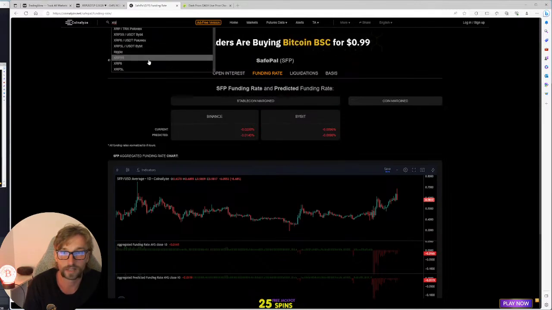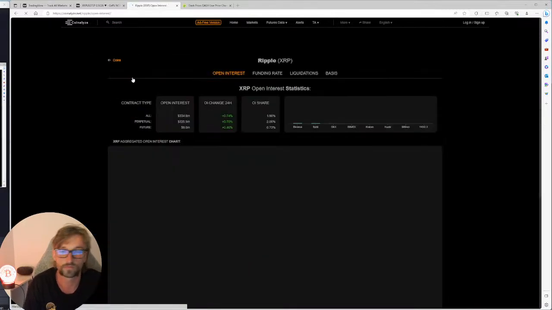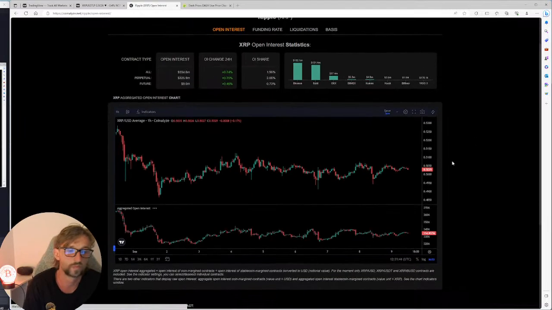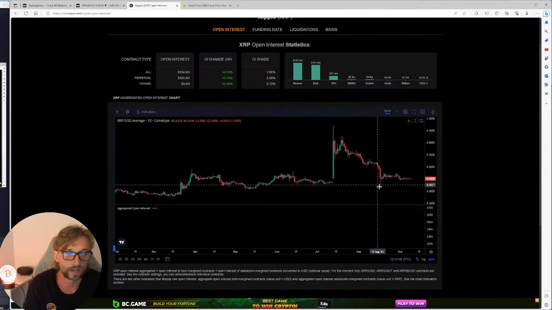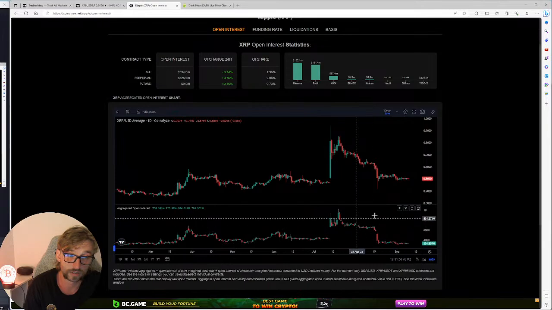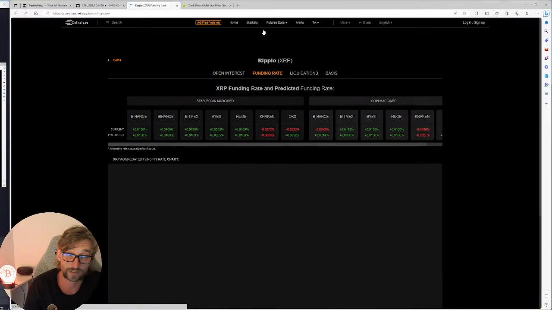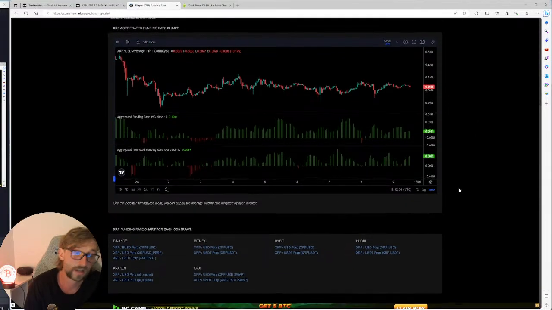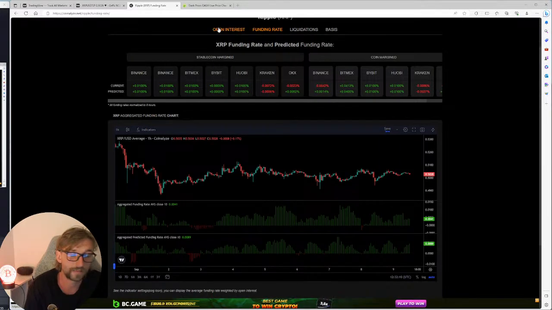A lot of people betting on Ripple. Obviously, this is one of the higher open interests that we've seen, even though it's low for Ripple. When open interest starts coming low, that means there's not as many people in the trades. Depending on what the funding rate is, green means that more people are aggressively long on Ripple still.